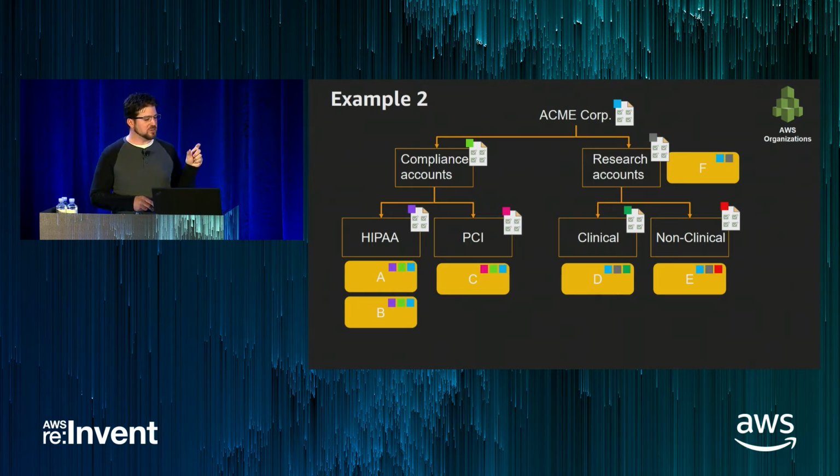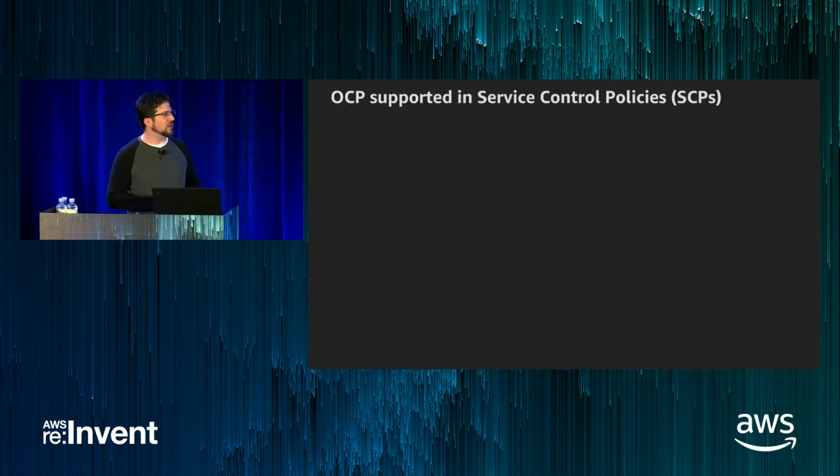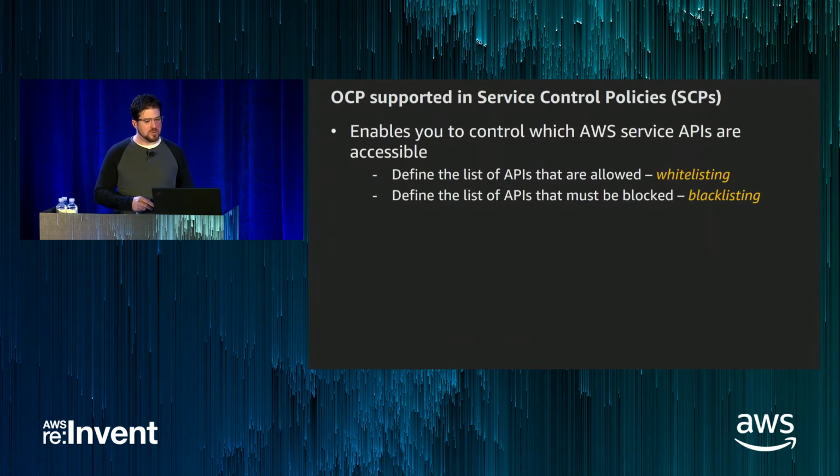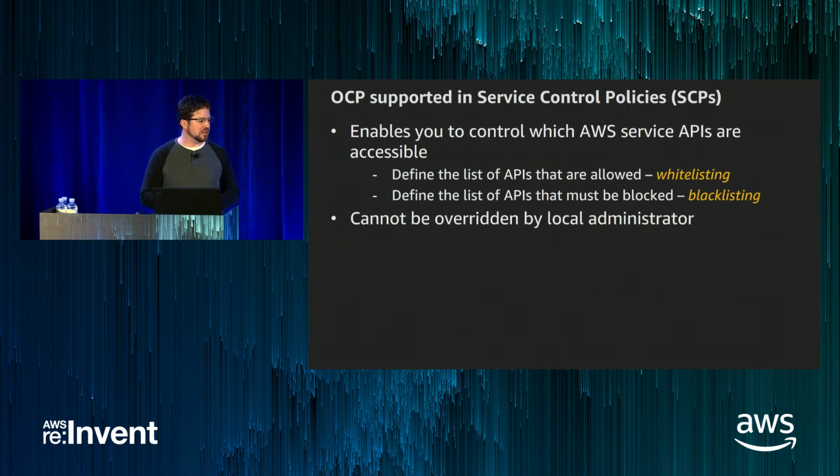And what you can see by parsing the color codes is that D would get the clinical policy, the research account policy, and the Acme Corp policy, whereas account F, for instance, would only get the concatenation of those two policies. So again, this enables you to make sure that services and APIs are allowed, or that you can explicitly block them. They can't be overridden by a local administrator.